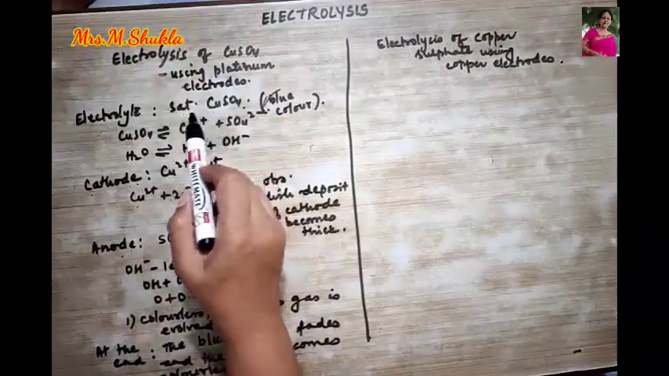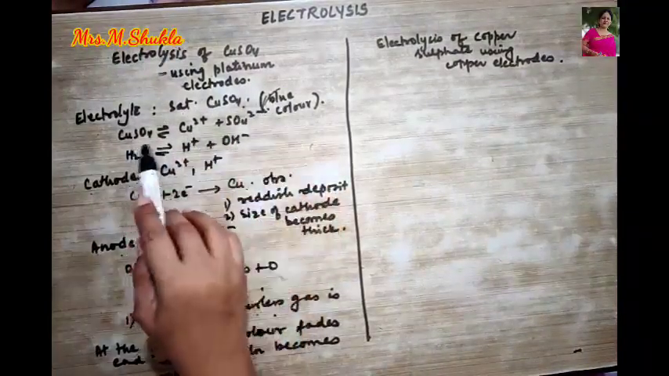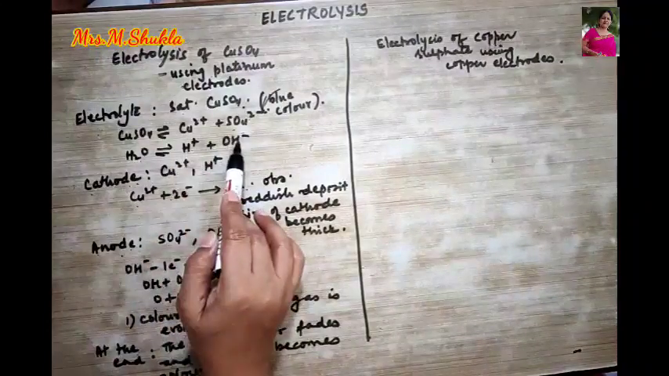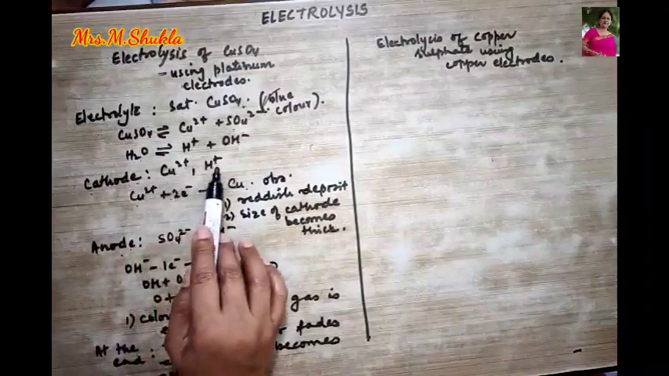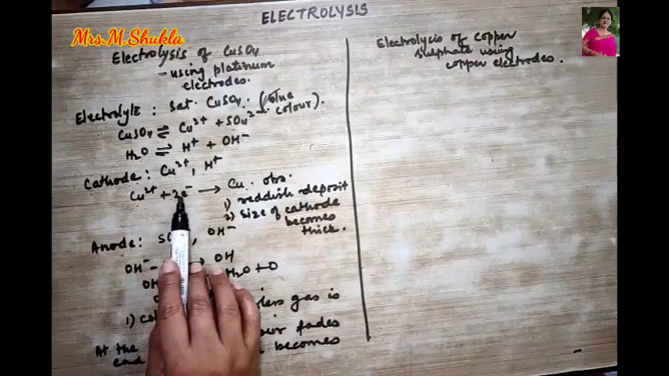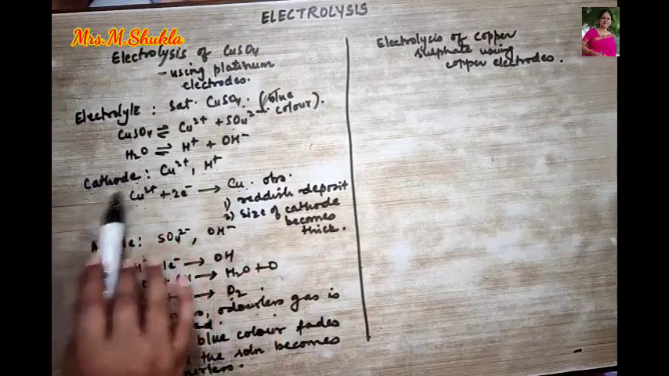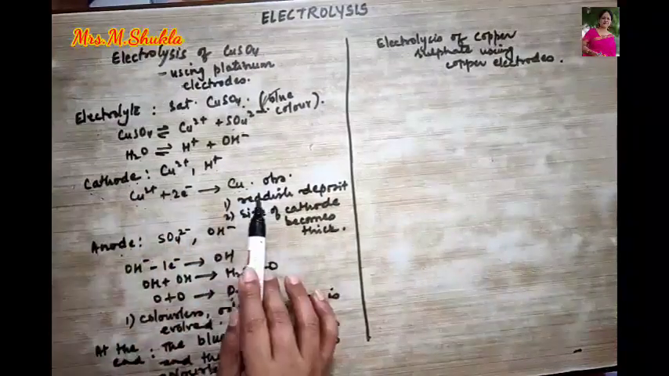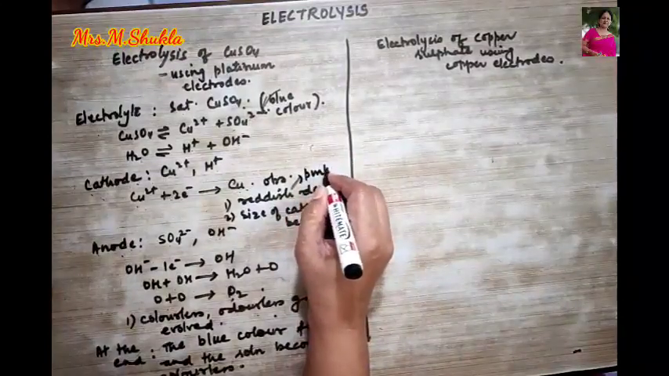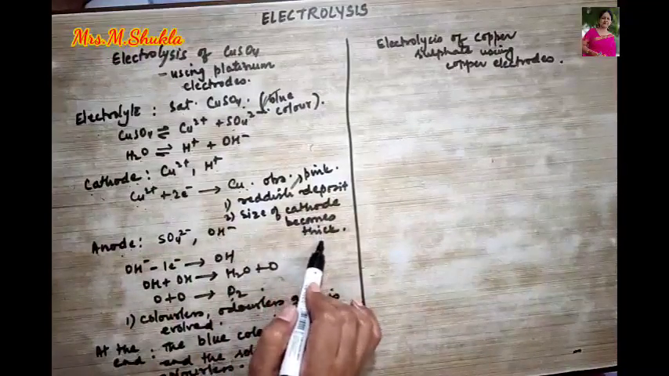So what did we discuss over here? The saturated copper sulfate was blue in color, which on dissociation gave copper ion and sulfate ion, and water gave hydrogen and hydroxyl ion. So at cathode, copper ion and hydrogen ion move. The copper gets a preference and therefore it accepts electrons to form a neutral atom of copper. What do we observe at cathode? We observe reddish brown deposit. You can also say pink deposit. Pink color is also correct for copper. Then the size of the cathode also becomes thick.